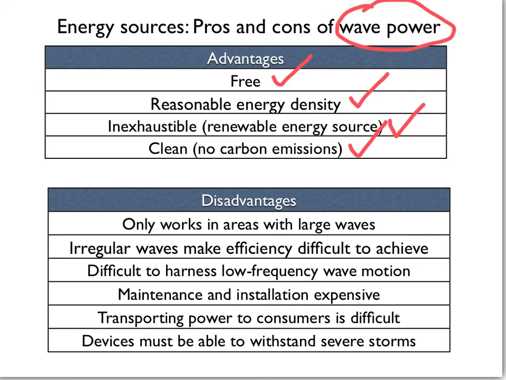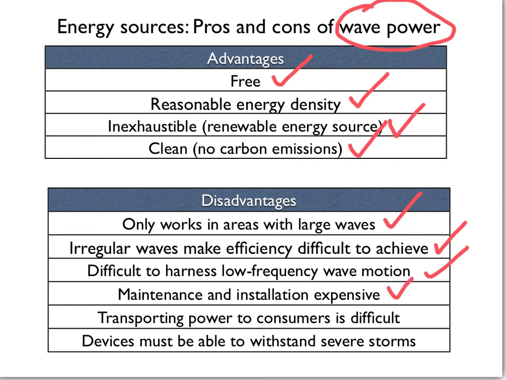There aren't very many places where you can make electricity with waves. You need large waves. It won't work in Kansas. Waves tend to be irregular in shape, and it makes it difficult to get a high efficiency. The low frequency of waves in the ocean tends to make it difficult to harness the energy.